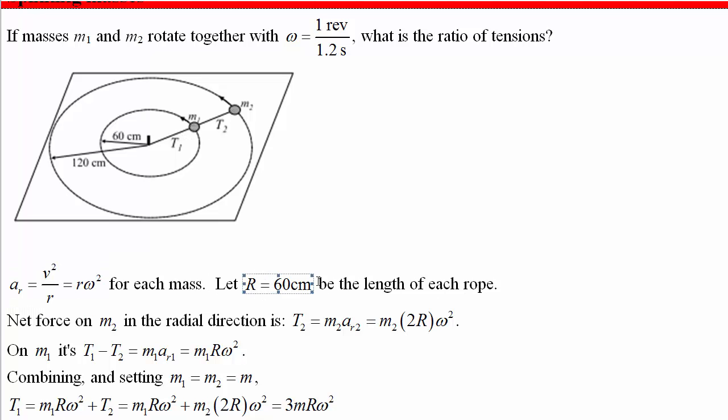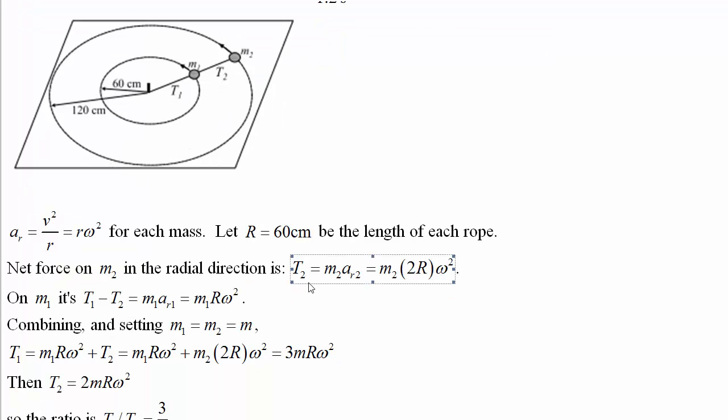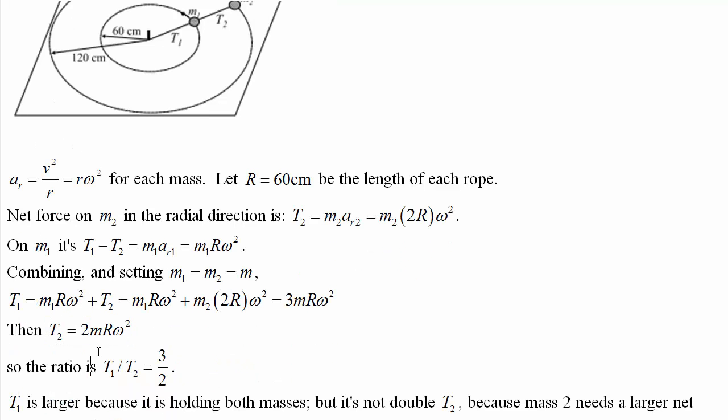If we let big R be the 60 centimeter radius of the inner one, then we've got that tension 2 has to equal m2 times its radial acceleration, m2 2r omega squared. And for m1, the net force is t1 minus t2, and that would be m1 r omega squared. Combining these and setting the masses equal, we can come up with an equation for what t1 is and t2. So the ratio between the tension 1 and tension 2 is 3/2.